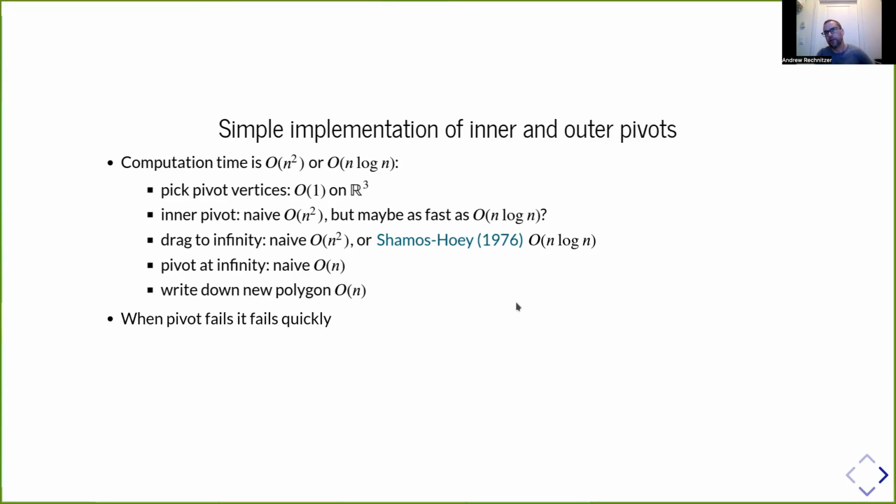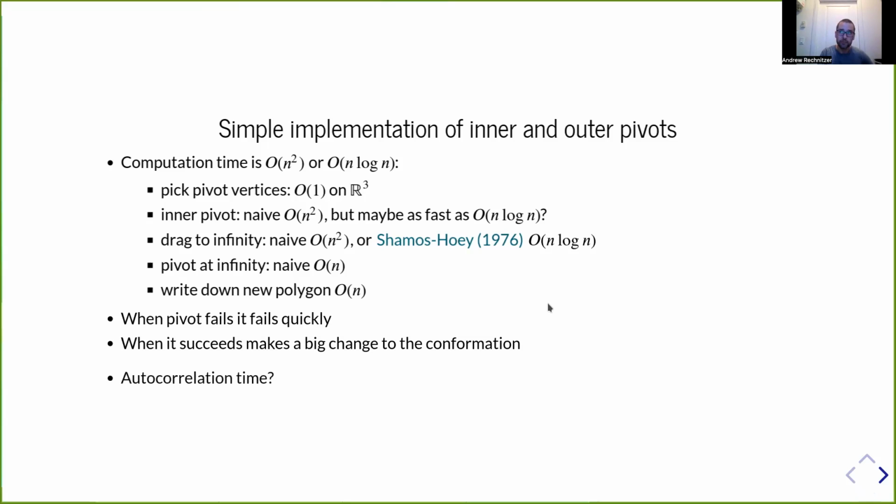But hopefully when your pivot algorithm fails, it typically fails very quickly. So you detect the failure before you have to do all of that computation. And when it does actually succeed, it tends to make a very large change to your object. But of course, the proof is actually in the autocorrelation time, so you've got to code it up and see what actually happens. Now, we can Clisbify this.